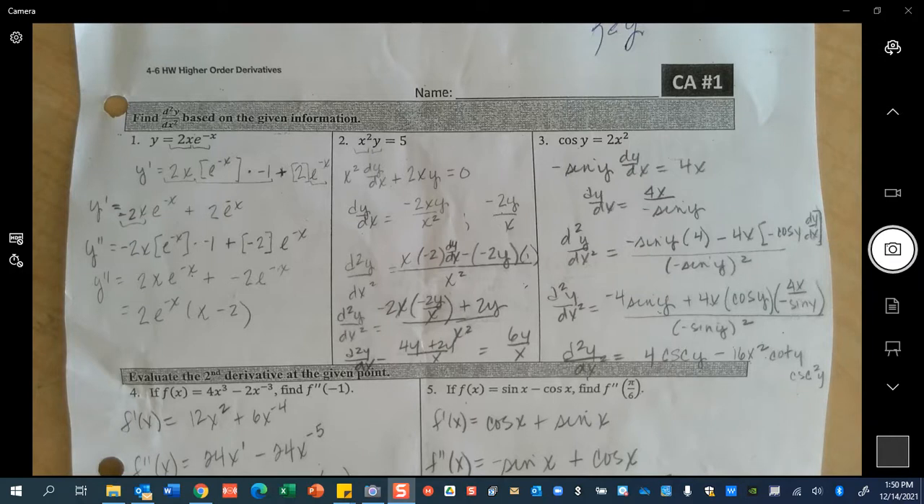Anything else on the homework? Because I want to make sure that I get to the review packet. Go ahead.